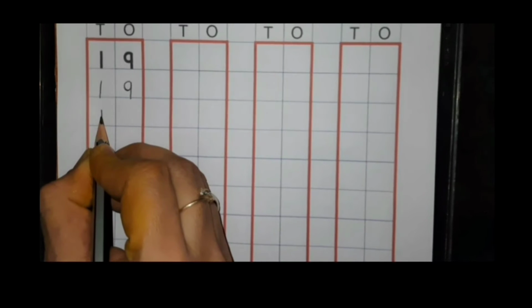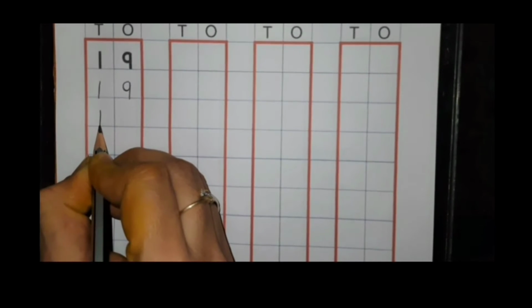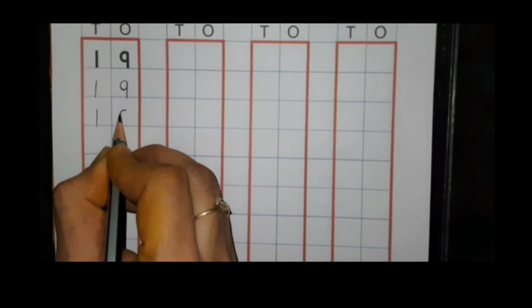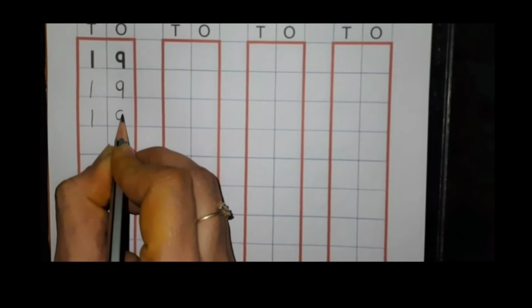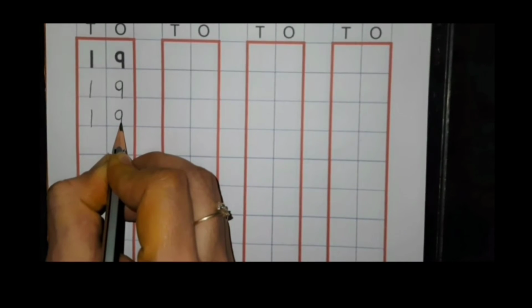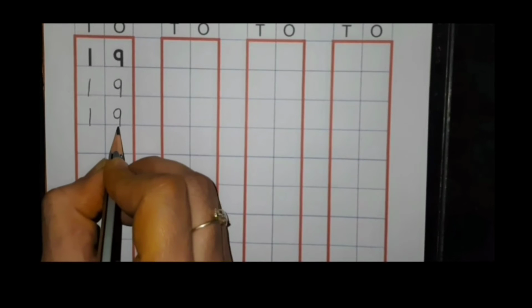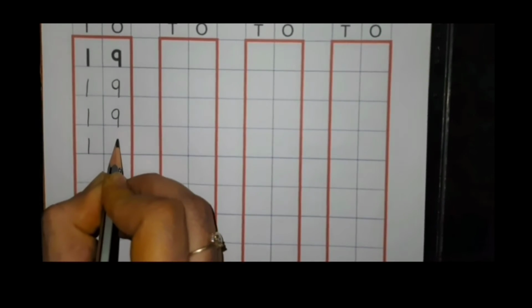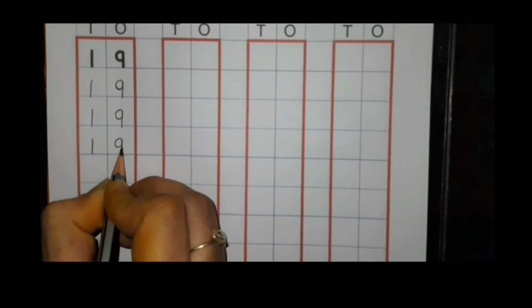Start from middle, standing line, that is number 1. For number 9, C curve, go up, come down, standing and touch the bottom blue line. 19.